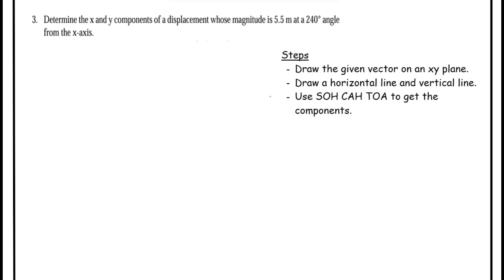Our question reads, determine the x and y components of a displacement whose magnitude is 5.5 meters at an angle 240 degrees from the x-axis. Step 1. We draw the given vector on an xy plane. So that's our vertical axis and the horizontal axis.